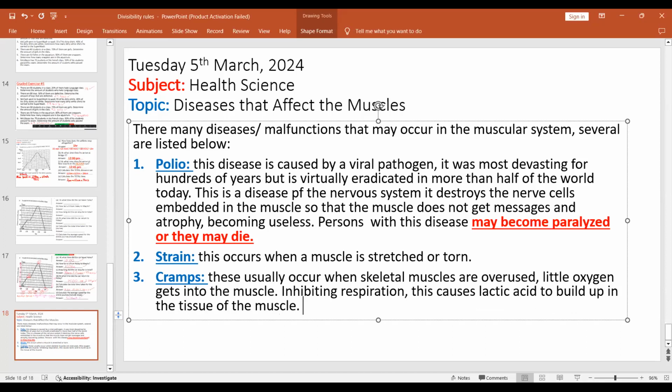So give me the name of a malfunction in the muscular system when someone's muscle is stretched or torn. What do we call that? A strain. A strain. Very good. Give me the condition where your muscles are overused. We call that a cramp. Cramp, very good. And what disease of the muscular system is caused by a viral pathogen? Polio. Right. Describe how a person may look if they have polio.